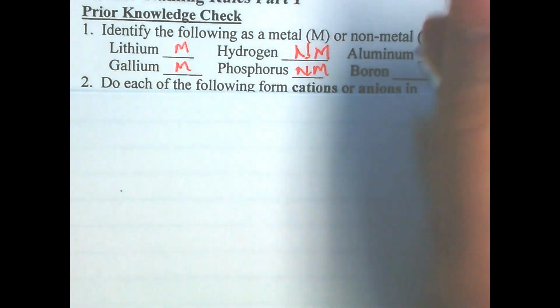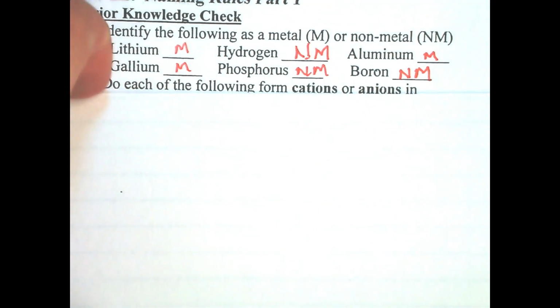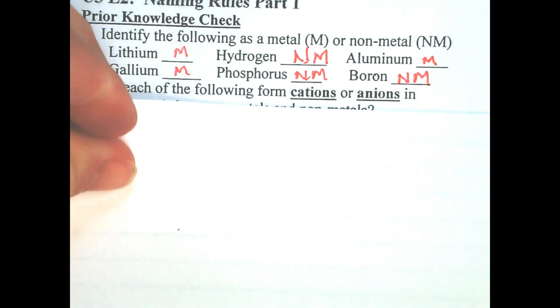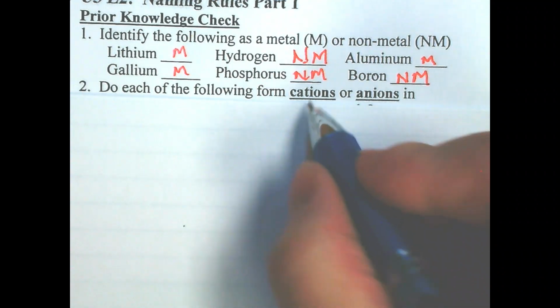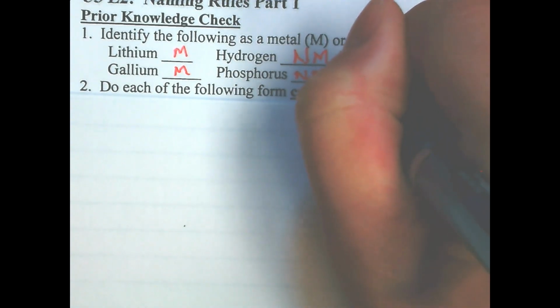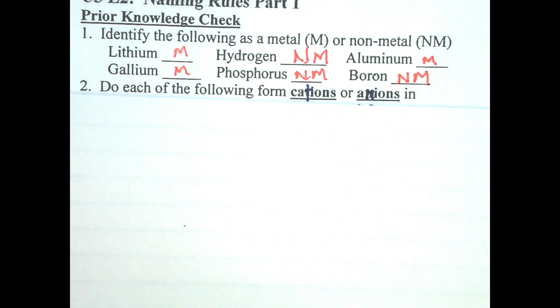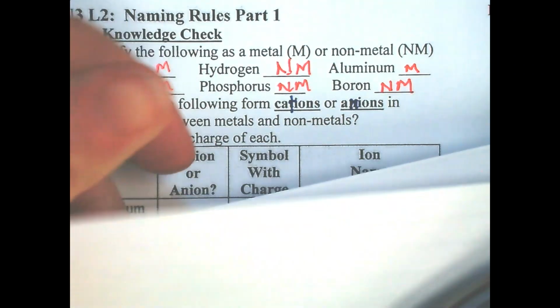Okay, the next one says, do each of the following form cations or anions? Remember that the word gives us a clue as to the meaning. We said we could use a little mnemonic, that the T in cations was going to remind us that those were positive ions, and the N in anions was going to remind us that those were negative ions. So, are these going to form positive or negative ions is the question.